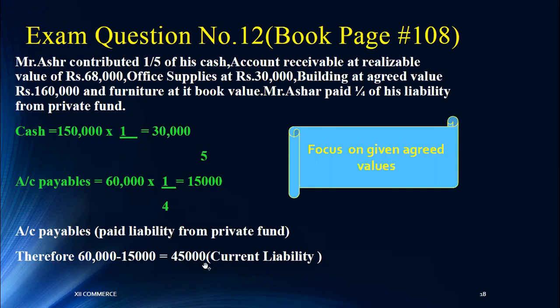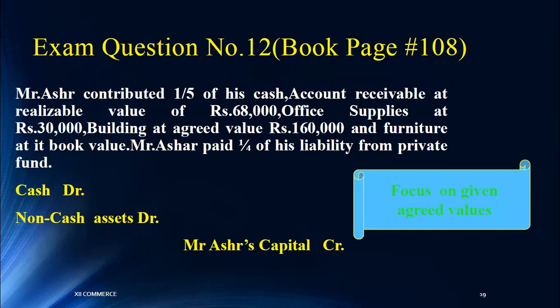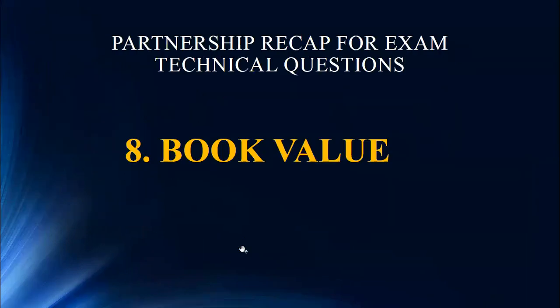I proceed. This is the journal entry in which they have told you that you have to prepare the compound journal entry in this question. Your cash is debited, non-cash is also debited, and capital is credited.